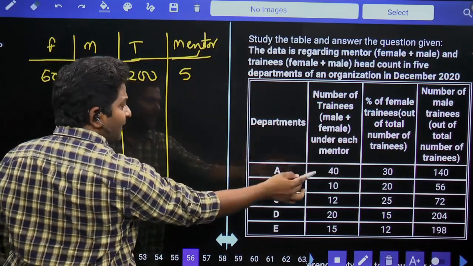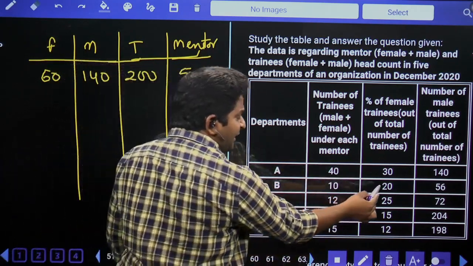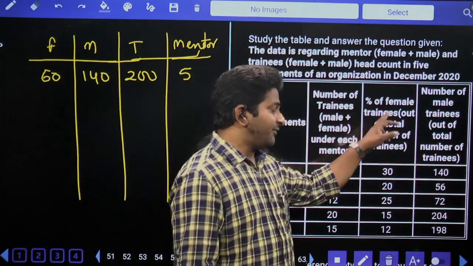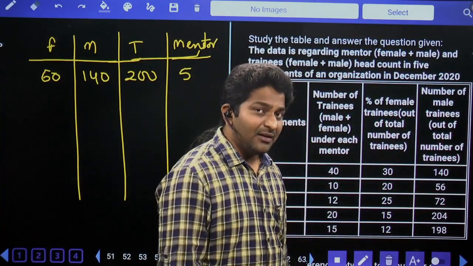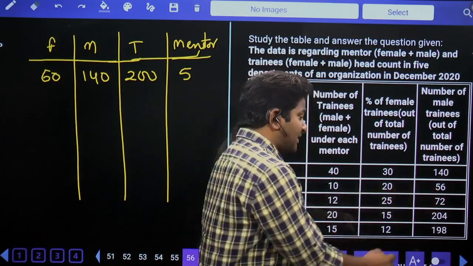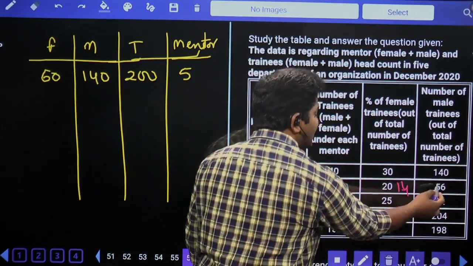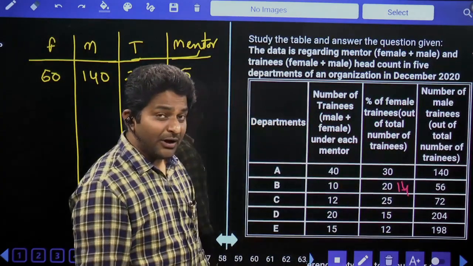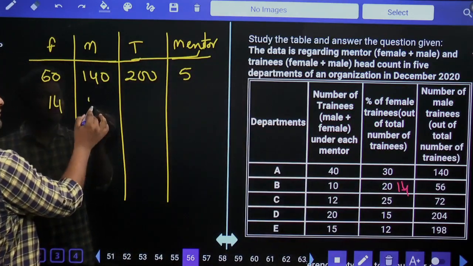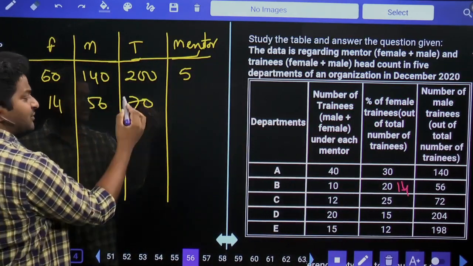Next, in B, 20% are female and 80% are male. 80% and 20%, so 1/4 of this number is equal to 14. So that many female are going to be there: 14 and then 56. Total 70 students are there.